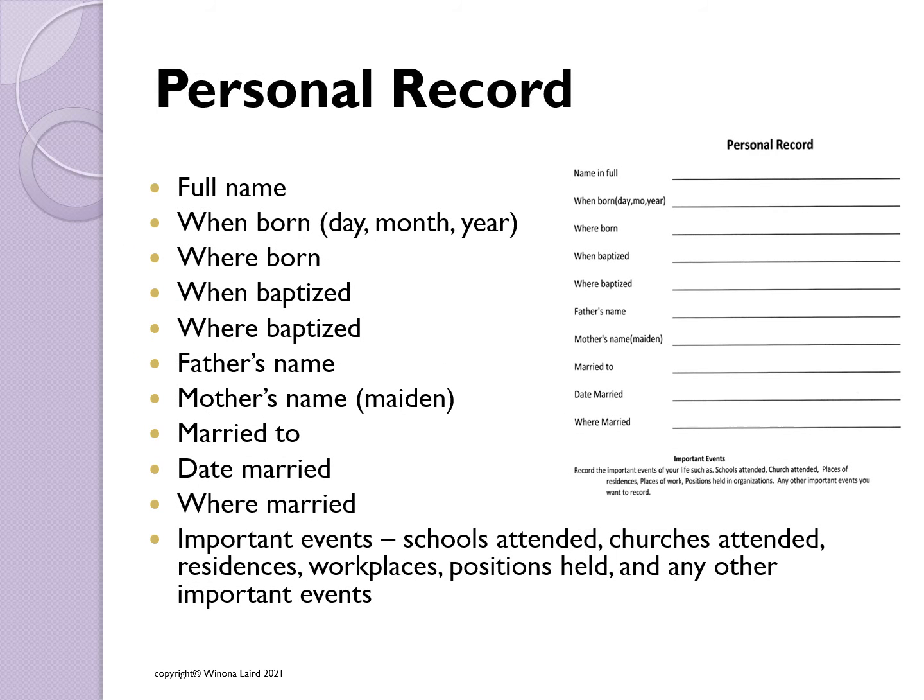This personal record is a record that you want to use for yourself. Start your genealogy with this record, putting your name, your full name, when you were born, the day, month, and year, where you were born, where you were baptized, when you were baptized, your father's name, your mother's name along with her maiden name, who you married, the date, and where you were married.